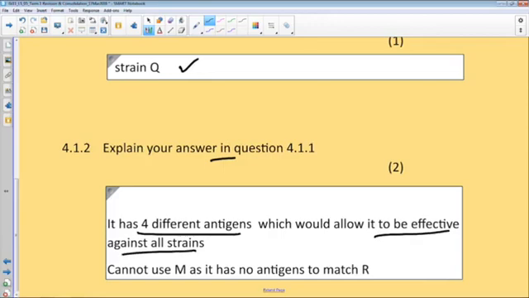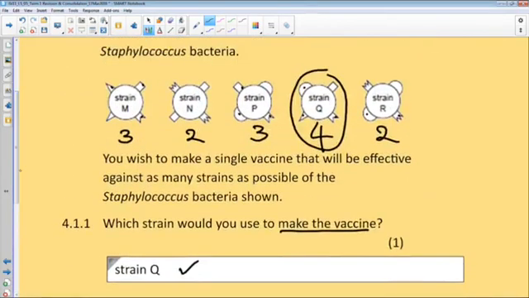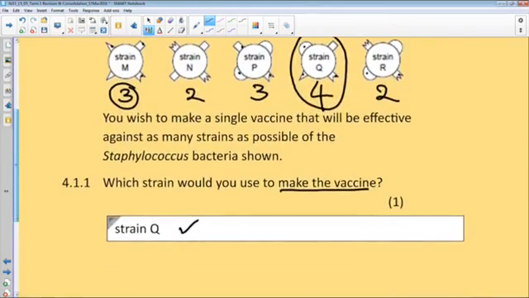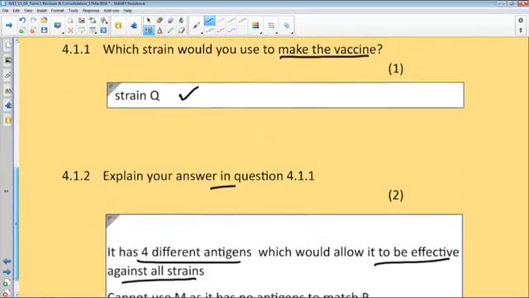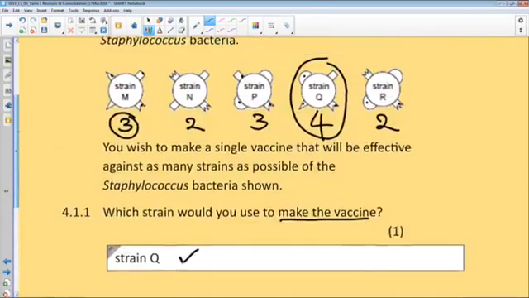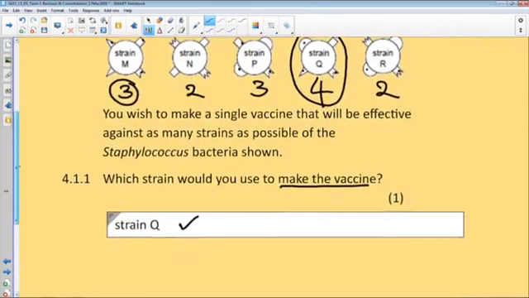And if you decide to use M, I just want to go back to M and I'll tell you why. If you look at M, although it seems to have quite more than the other N and R, it only has 3, and hence you cannot use M as it has no surface antigens to match R. Okay, so that does make sense as to why you would use strain Q.